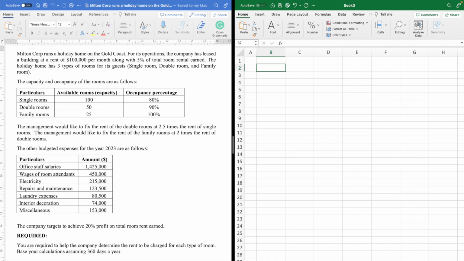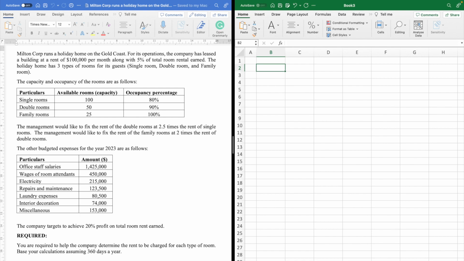The holiday home has three types of rooms for its guests: single room, double room, and family room. The capacity and occupancy of these rooms are as follows. There are 100 single rooms, 50 double rooms, and 25 family rooms, and we've also got the occupancy percentages for each of these room categories. The management would like to fix the rent of the double rooms at 2.5 times the rent of single rooms. The management would like to fix the rent of the family rooms at 2 times the rent of the double rooms. Other budgeted expenses for the year 2023 are as follows.